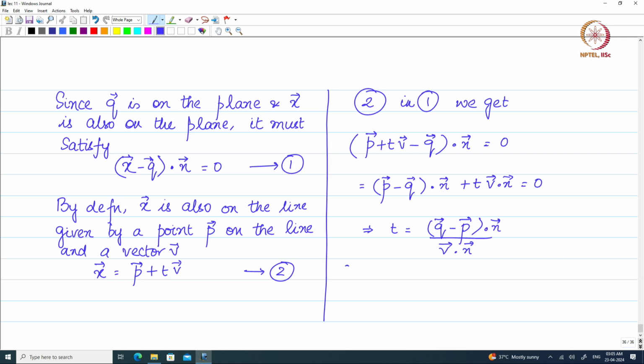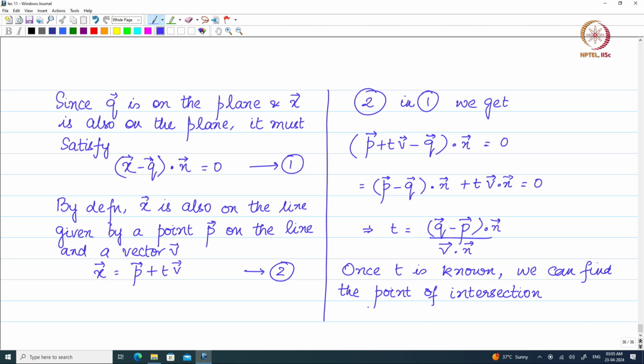And now once t is known, we can find the point of intersection x, which is given by p plus tv, which is p plus q minus p dot n divided by v dot n, and that is the point of intersection that we have. This is the point of intersection.